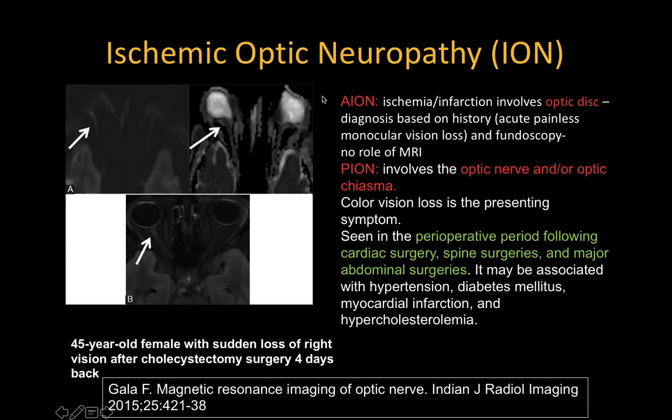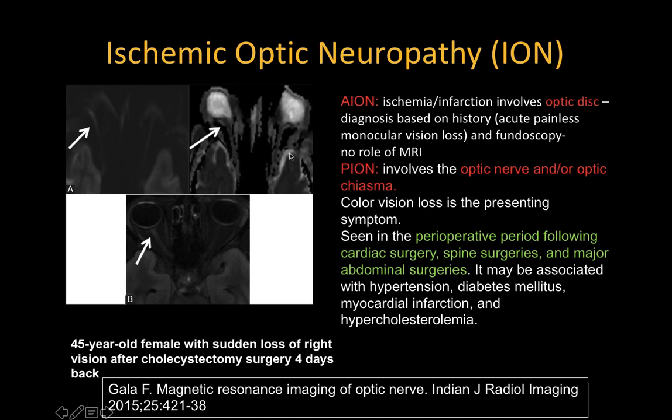Okay, coming to ischemic optic neuritis. Ischemic optic neuritis is an acute condition, and it can be anterior ischemic optic neuritis or posterior ischemic optic neuritis. Now, anteriorly, when ischemia or infarction is involving only the optic disc, the diagnosis is usually made by the history. The patients will present with acute painless monocular vision loss, and also diagnosis is with fundoscopy. There is no role for MRI in anterior ischemic optic neuropathy, whereas posterior ischemic optic neuropathy mainly involves the optic nerve and the optic chiasm, and color vision is the presenting symptom.